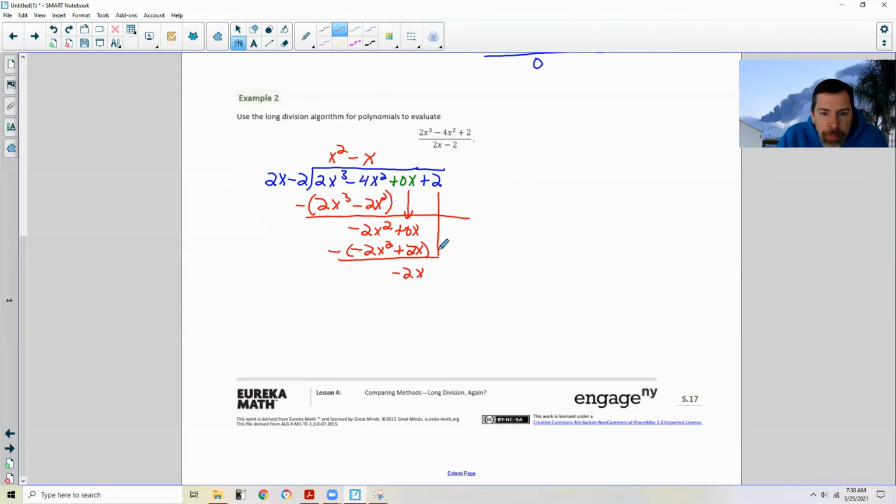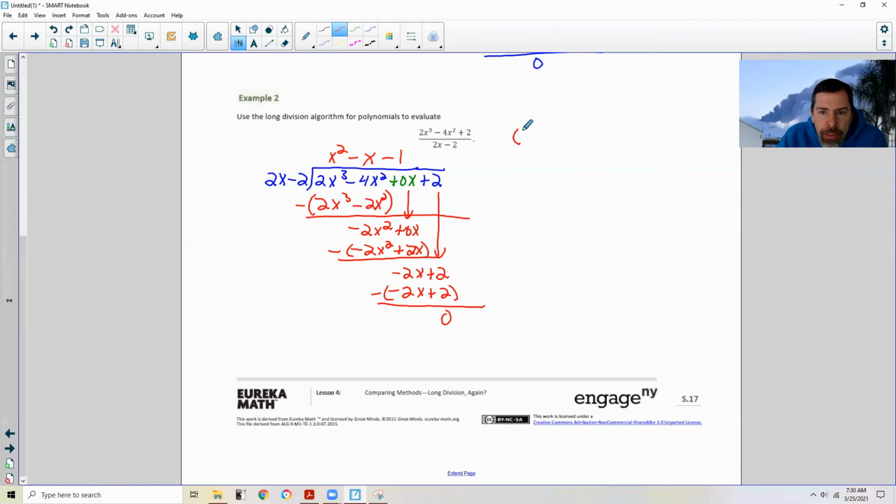I bring down my plus 2 here. And then I look at this. I'm like, well, I have 2 here and I have a negative 2 here. So that's got to be minus 1. Negative 1 times 2x is negative 2x. Negative 1 times a negative 2 is plus 2. And we're subtracting this. Negative 2x minus a negative 2x is plus 2x. That's 0. 2 minus 2 is 0. No remainder. So the other factor is x squared minus x minus 1.